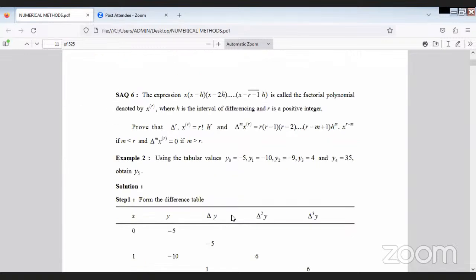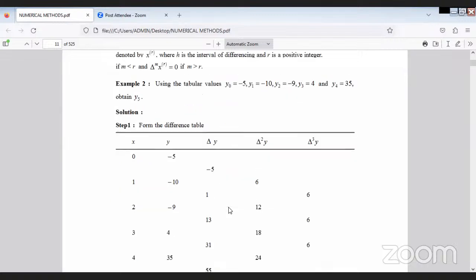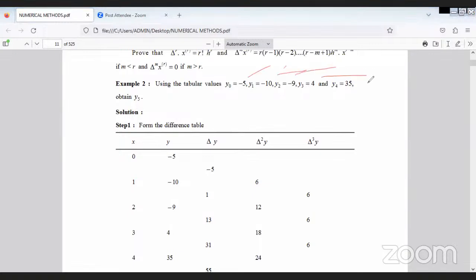One example we will take. Example 1: using the tabular data, y0 is equal to -5, y1 is equal to -10, y2 is equal to -1, y3 is equal to 4, y4 is equal to 5. Obtain y5. So what are the values given? 0, 1, 2, 3, 4, 5. How many values are given? 1, 2, 3, 4, 5 values given. So first, I'm writing here the values: -5, -10, -9, 4, 35.